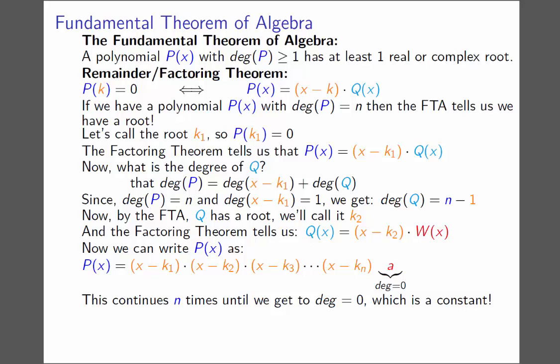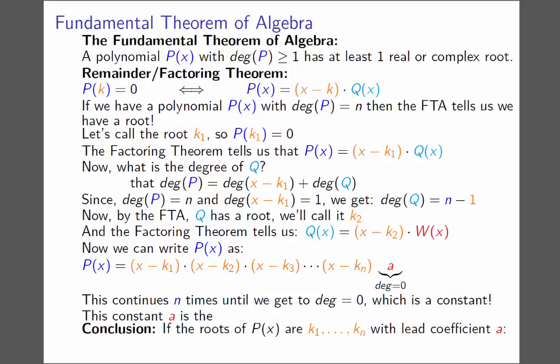But that's because it's just a constant. And this constant a is going to be our lead coefficient, because if we multiplied this all out, our coefficient of x to the n would have to be a. So we can conclude that if the roots of p of x are k1, k2, k3, all the way up to kn, with lead coefficient a, that p of x can be written as a times x minus k1 times x minus k2 times x minus k3, all the way down the line for every single one of our roots until we get to x minus kn, our nth root.